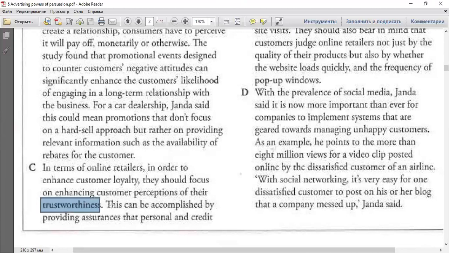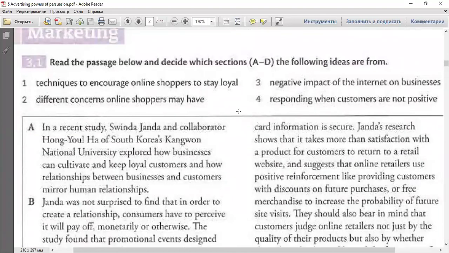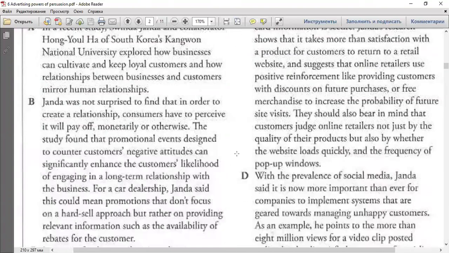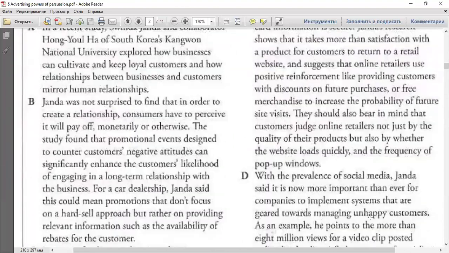It can be about trustworthiness, right? And that personal and credit card information is secure. So it's also in C. Then number three. Negative impact of the internet on business. That's D, right? With social networking, it's very easy for one dissatisfied customer to post on his or her blog that a company messed up, right?